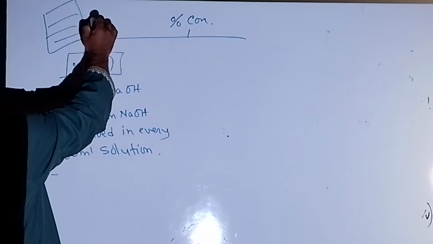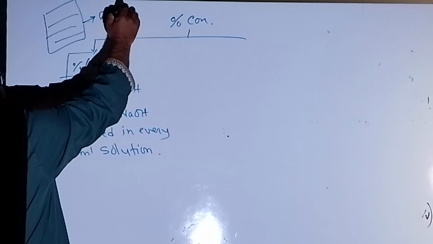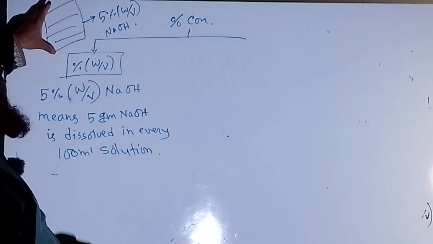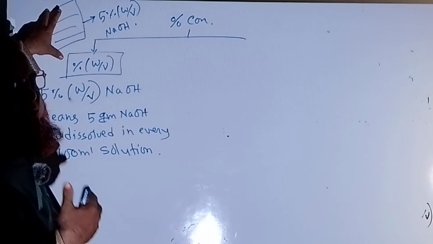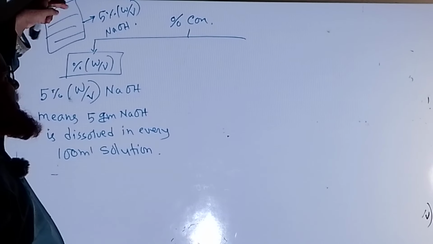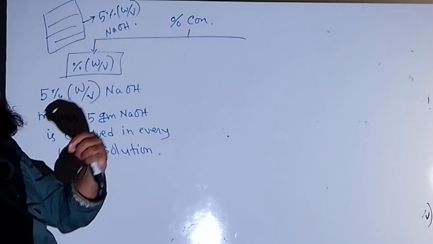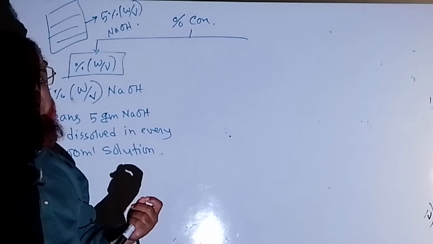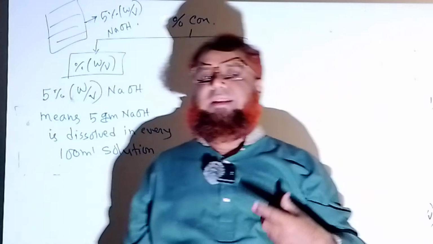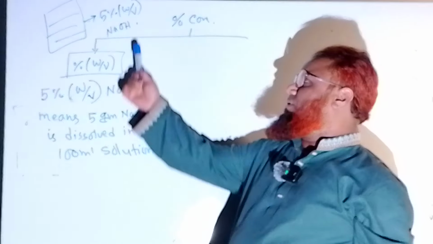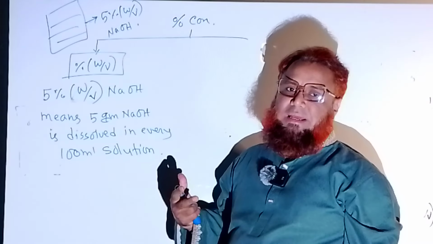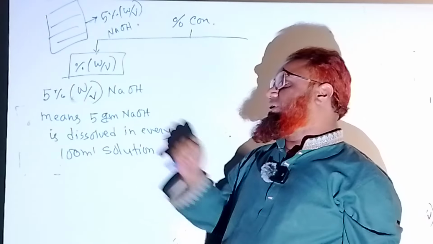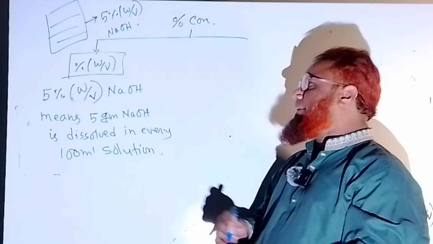For example, this is a container and here it is written 5% W by V sodium hydroxide. It means your total solution volume may be 1 liter, 2 liter, 5 liter, or 500 liter, it is the material. But if it is written 5% W by V, it means its concentration. 5% W by V means 5 gram sodium hydroxide is dissolved in every 100 ml solution. It means if you do analysis, every 100 ml contains 5 gram of sodium hydroxide. This is the meaning of 5% W by V.